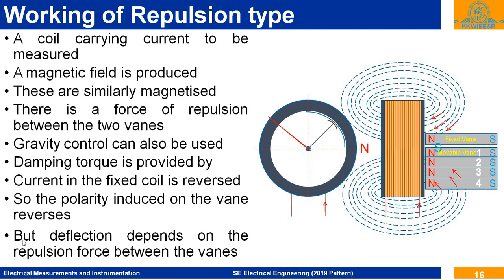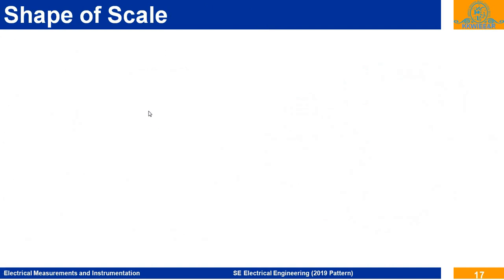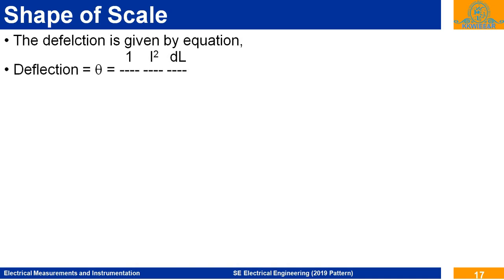But the deflection will depend on the repulsion force between the vanes, and this repulsion force will depend on the magnitude of the current flowing through this stationary coil. Based on this magnitude of current, the field strength H will depend, and based on this field strength, the pole strengths M1 and M2 will change. In this way, the repulsion type instrument works. Now we'll see what the shape of the scale is.